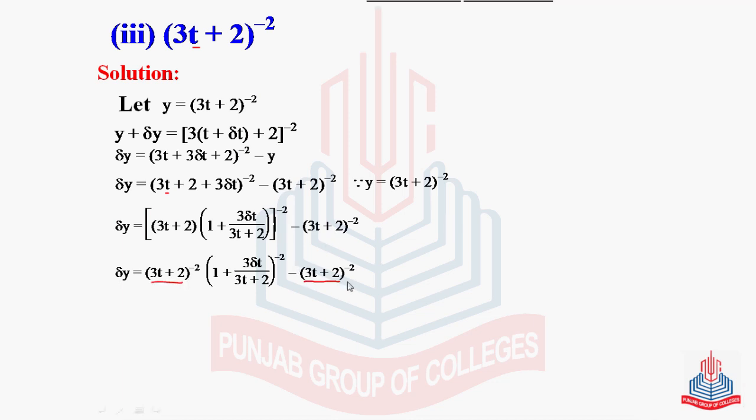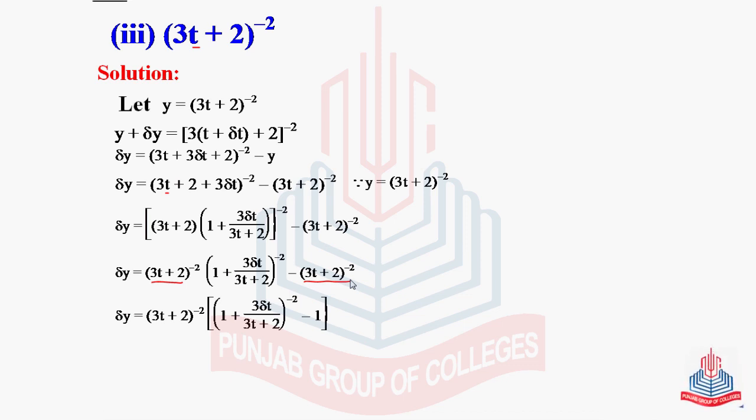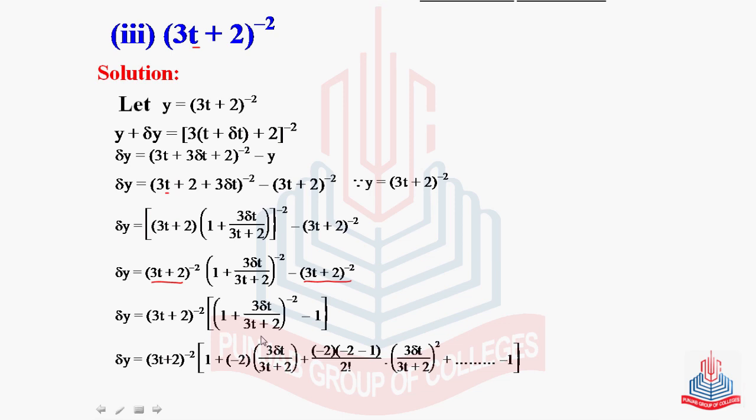Now we can take (3t + 2) raised to the power minus 2 as a common factor from these two terms. So delta y = (3t + 2)^(-2) times [(1 + 3 delta t over 3t + 2) raised to the power minus 2, minus 1]. Now apply the binomial series from here. Delta y = (3t + 2)^(-2) times [1 + nx, here n is minus 2 and x is 3 delta t over 3t + 2, plus n(n - 1) over 2 factorial, and x squared, which is (3 delta t over 3t + 2) whole squared, and so on.